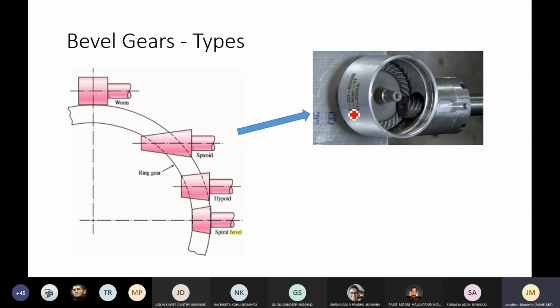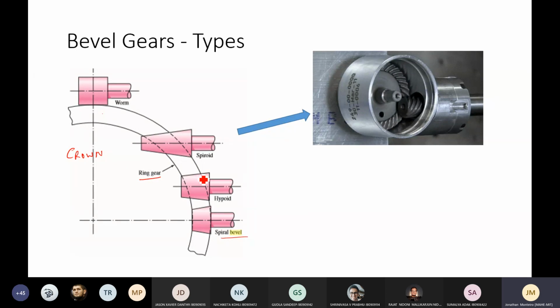You just see this animation and what are the different types that are available. We started with the spiral bevel gear. You can start with a spiral bevel gear. Suppose you keep the crown gear as it is. This is the crown gear, or also called the ring gear. Crown or ring.